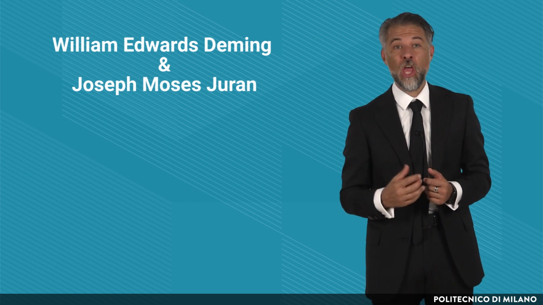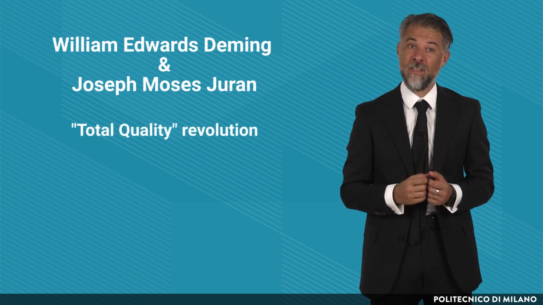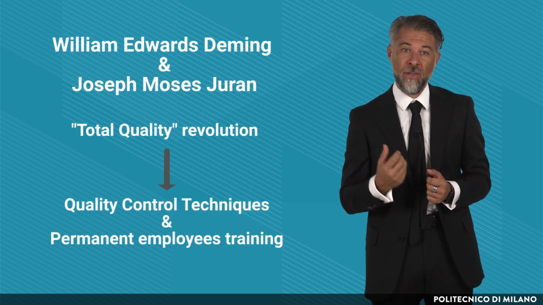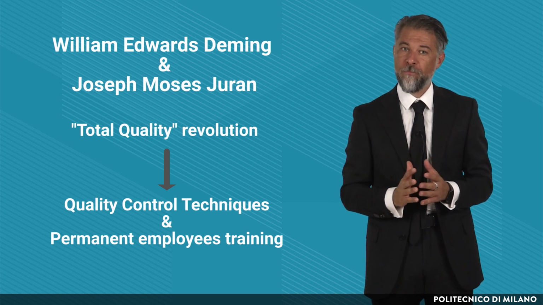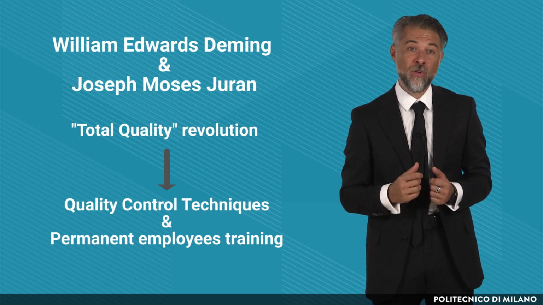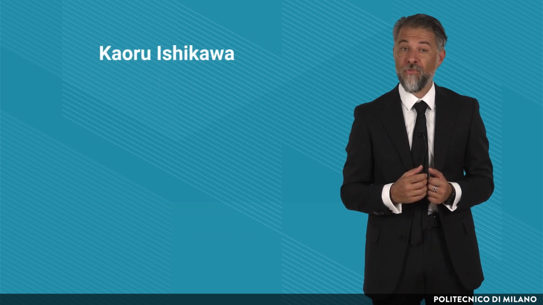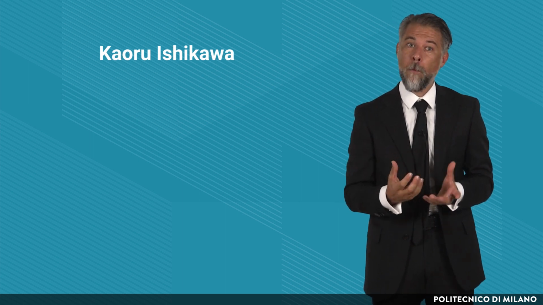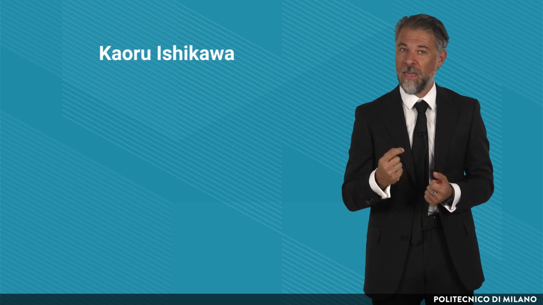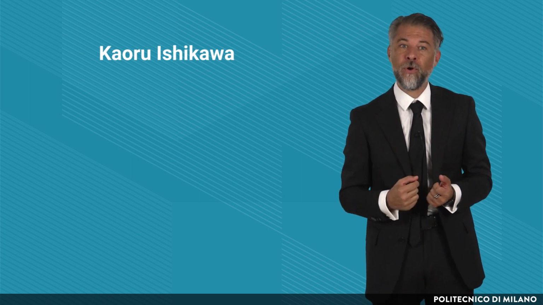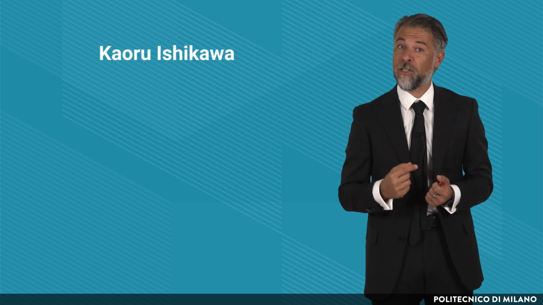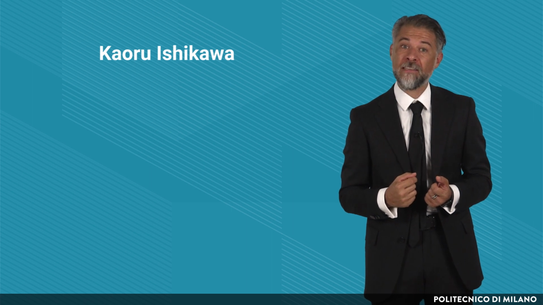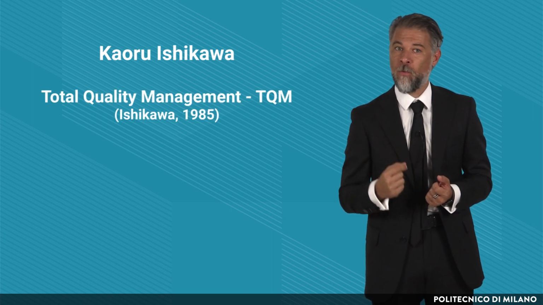Several Japanese managers embarked in the total quality revolution by introducing quality control techniques and permanent employees training across the organization and promoting quality control at nationwide level. Professor Kaoru Ishikawa influenced the development of a participative, bottom-up view of quality, which became the trademark of the Japanese approach to quality management, formerly referred to as company-wide quality control and nowadays known as total quality management, TQM.